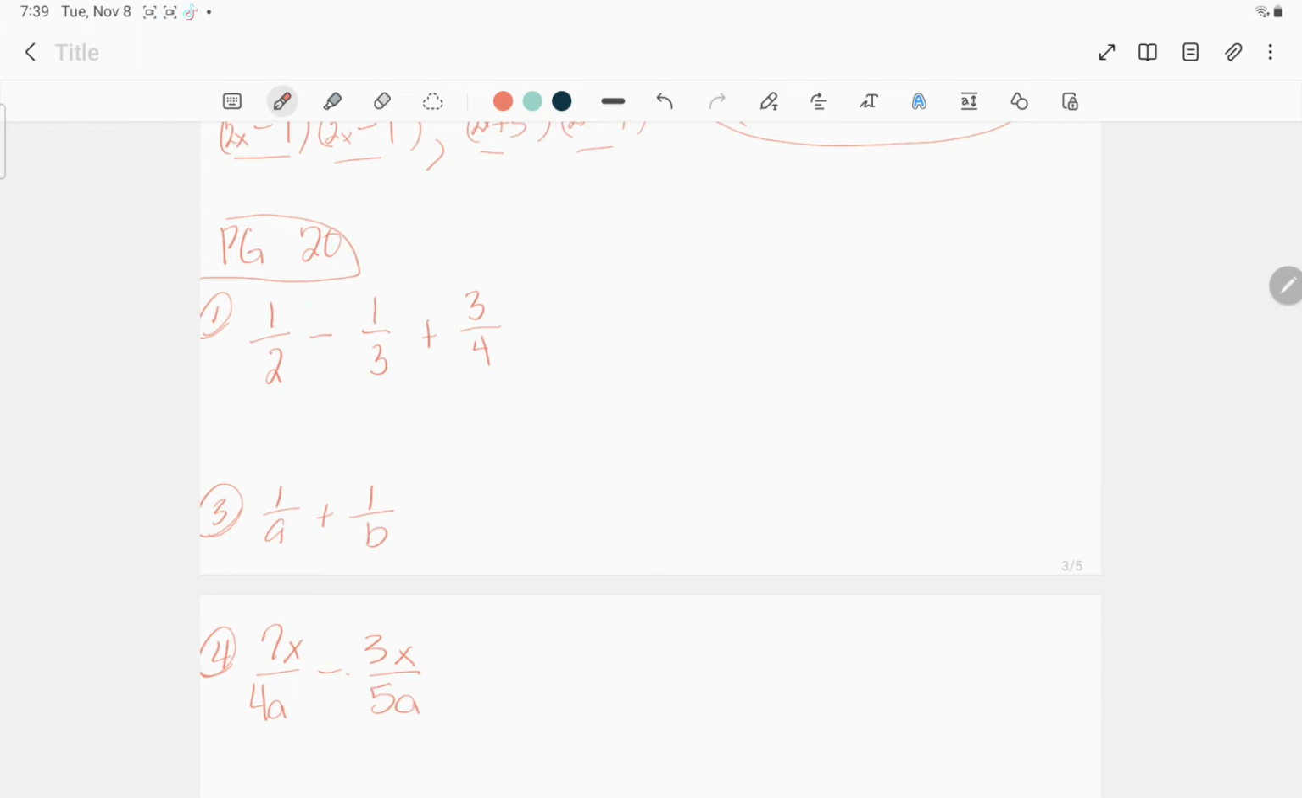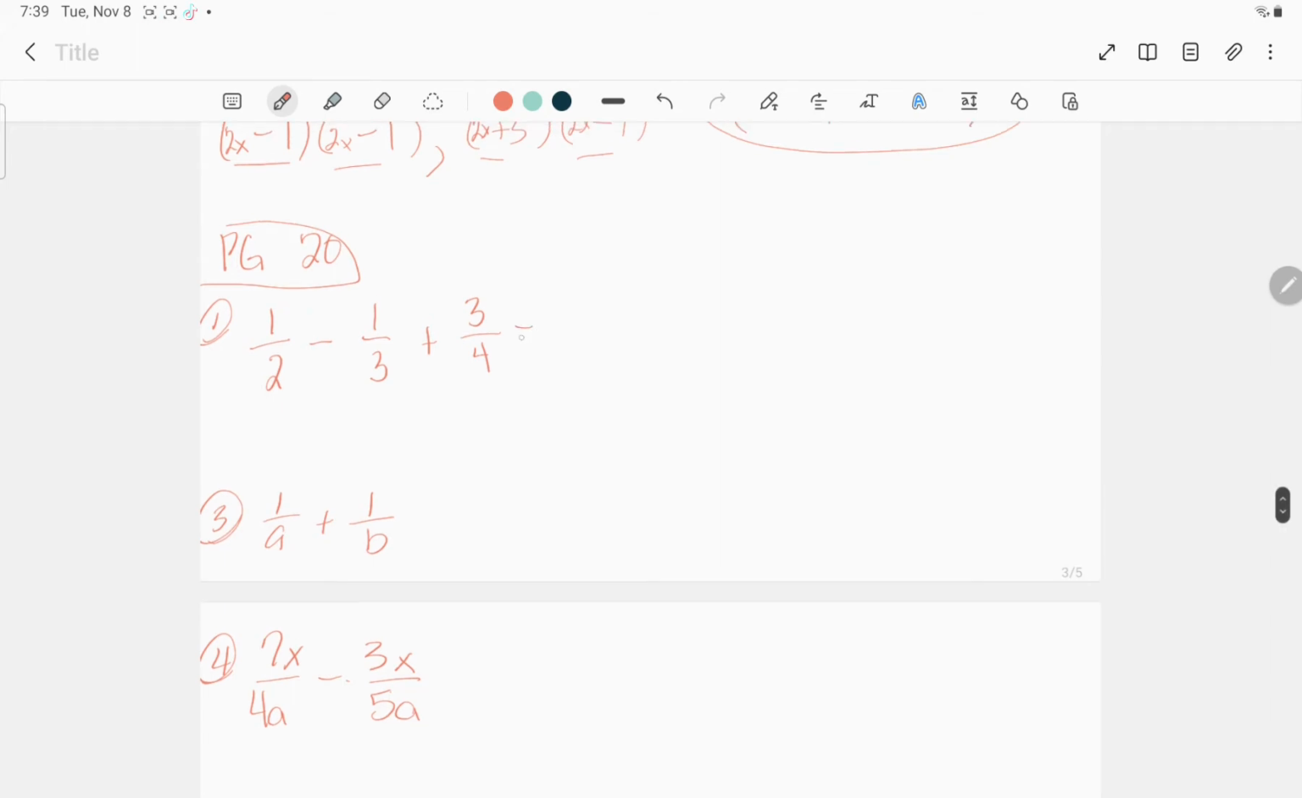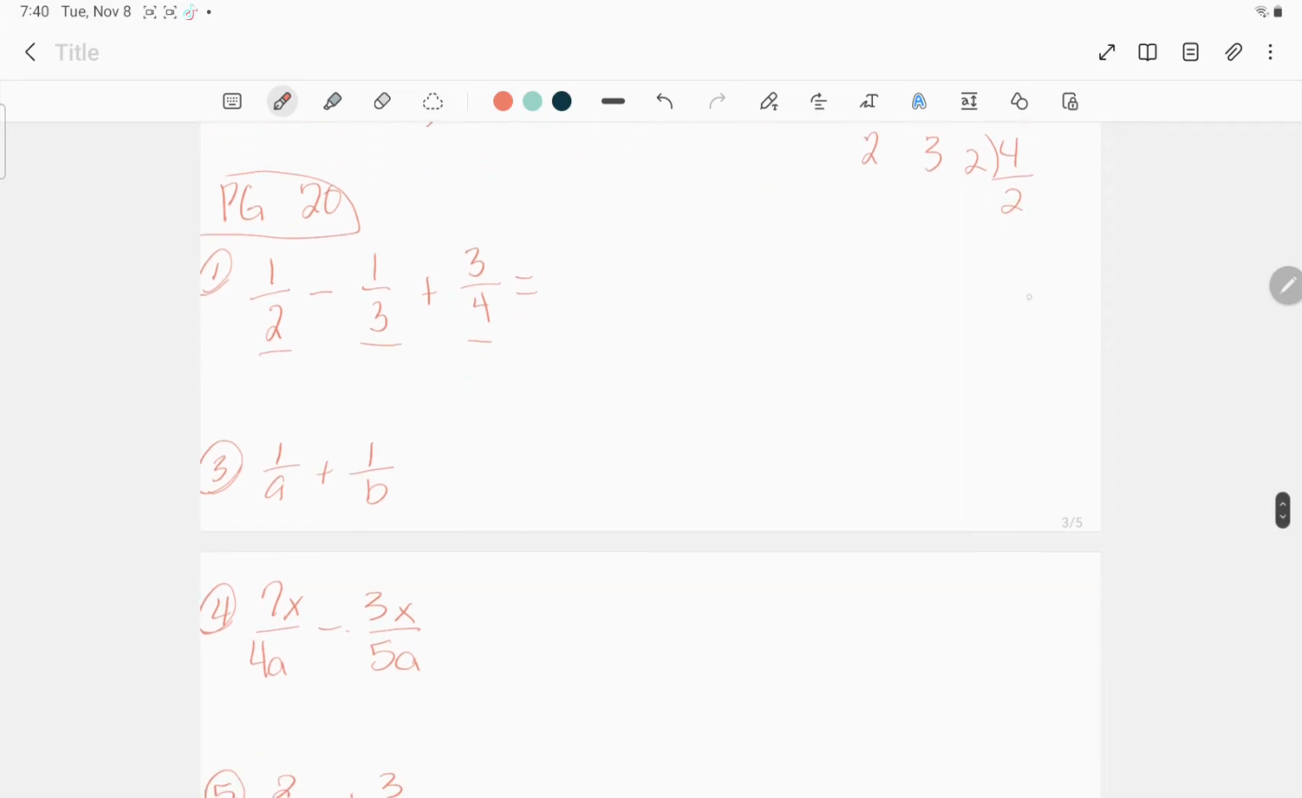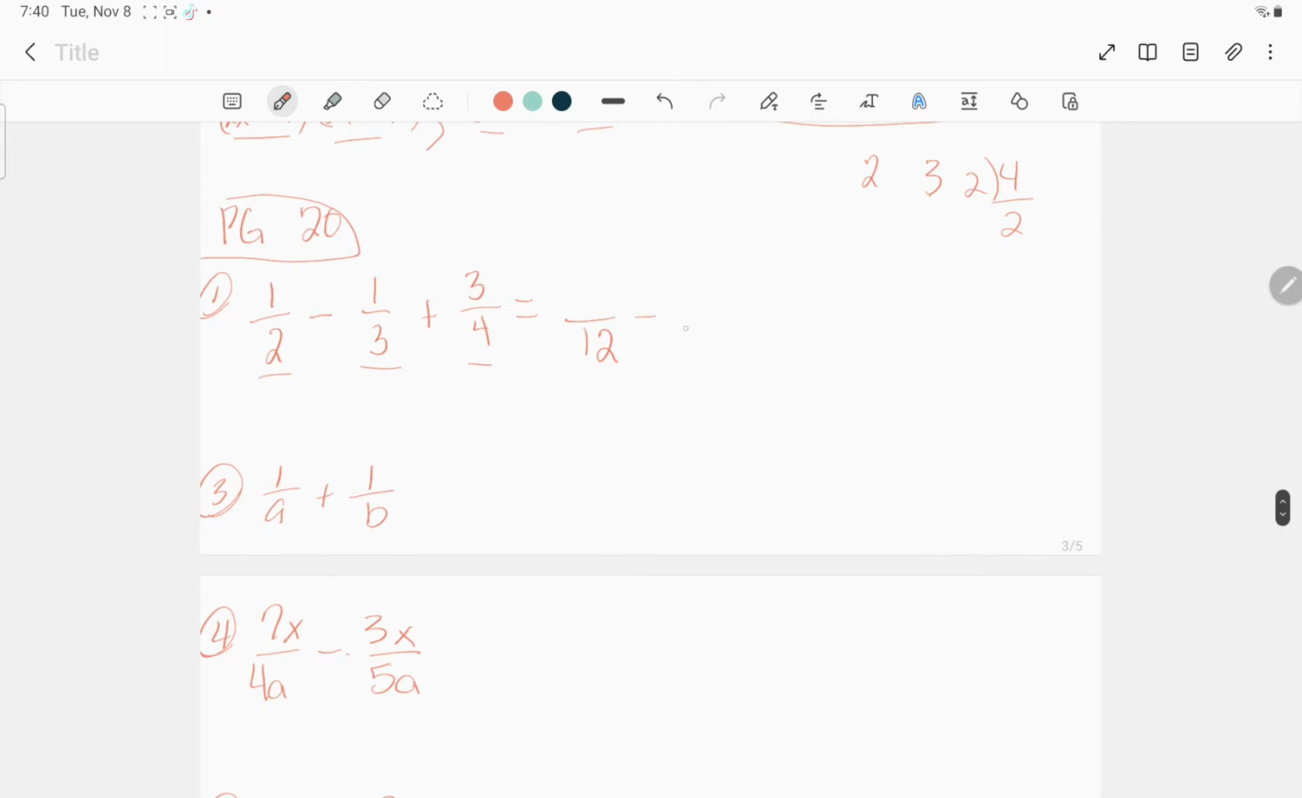All right, so again, starting out with the basics. What is my least common multiple between all 3 of these? Well, if I do the steps that it told me to, I'm going to find my prime factors. Prime factor of 2 is 2. Prime factor of 3 is 3. Prime factor of 4 is 2 twice. So 2 times 2 is 4, times 3 is 12. So 12 is my least common multiple.